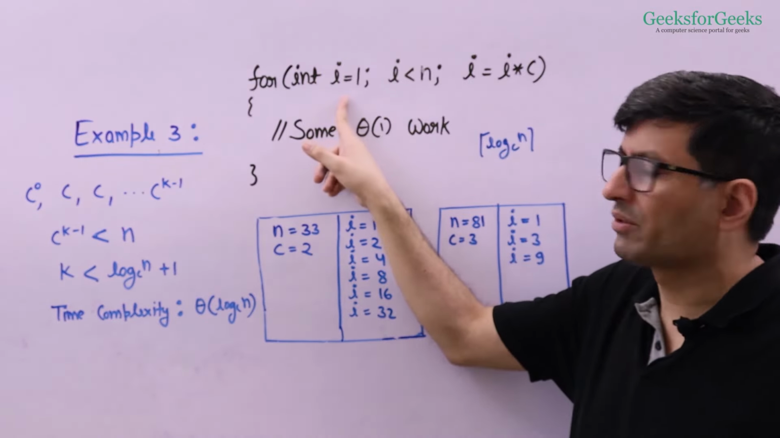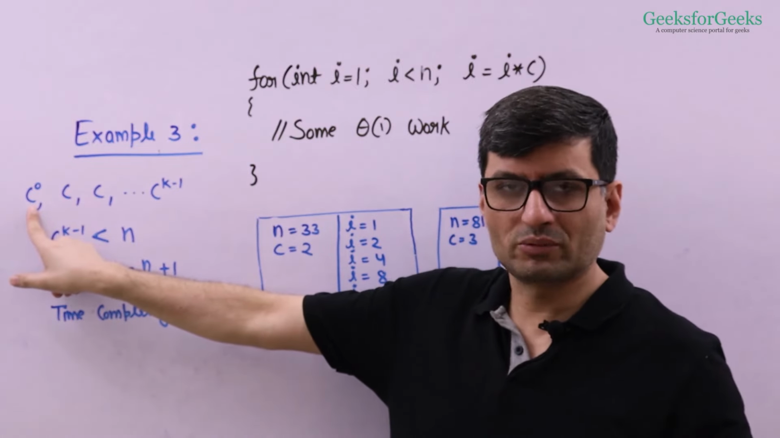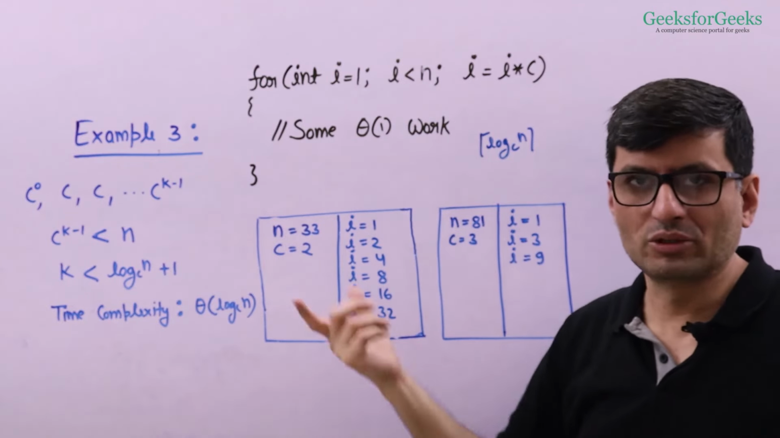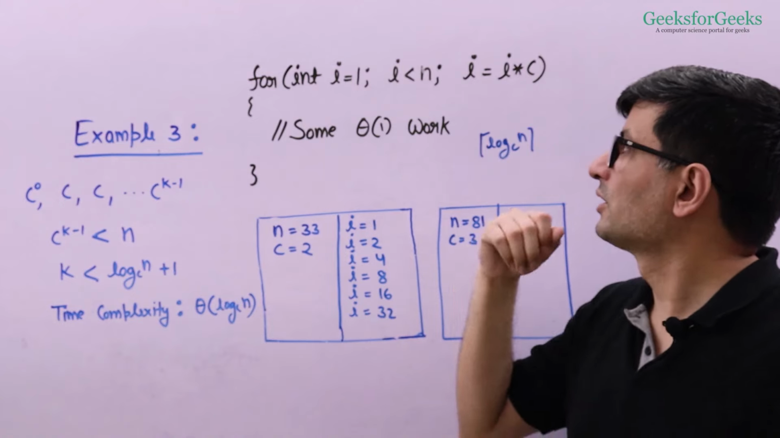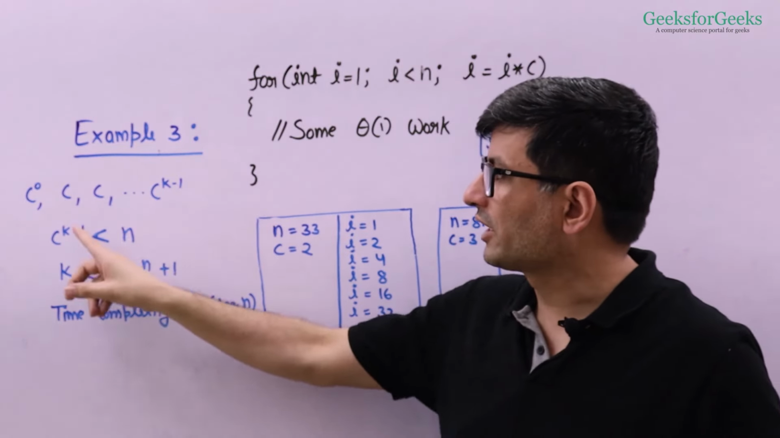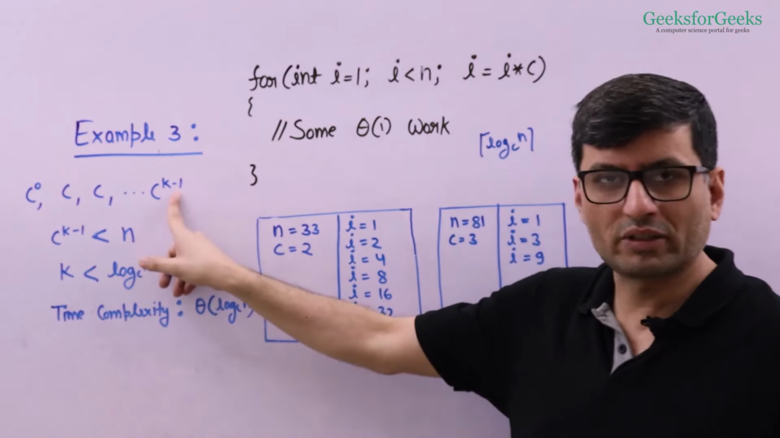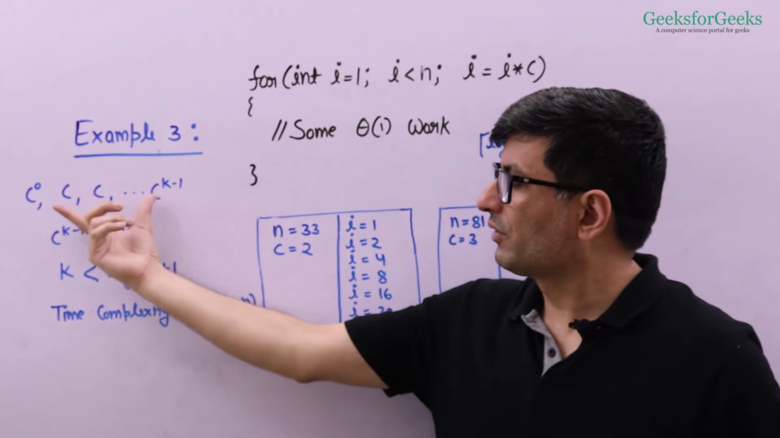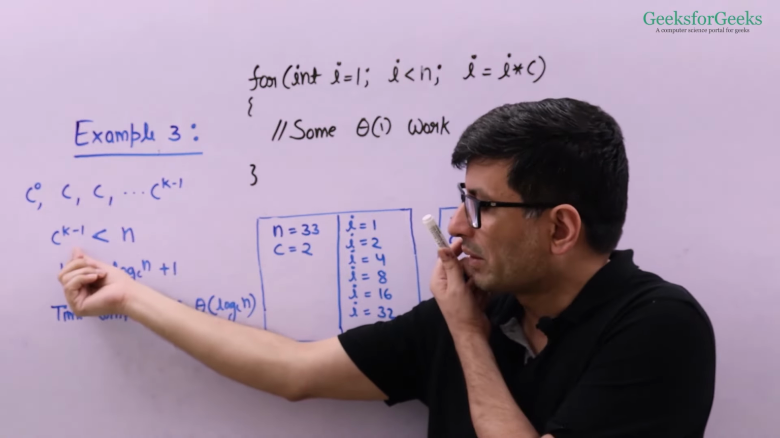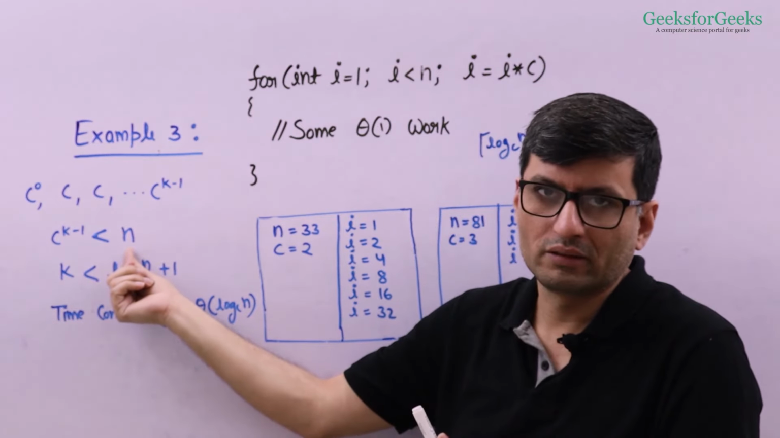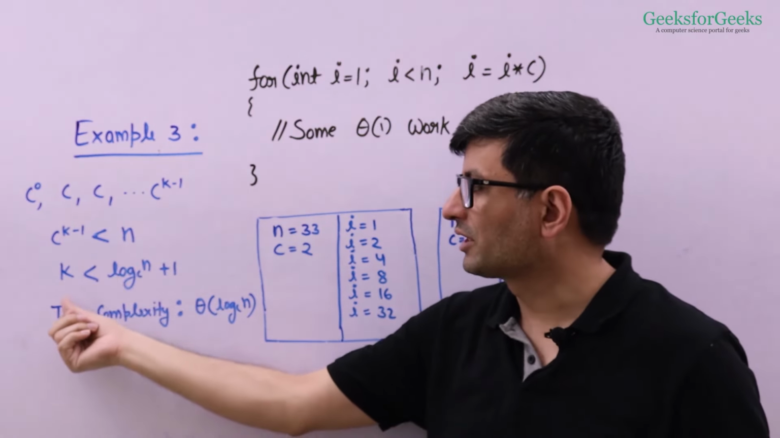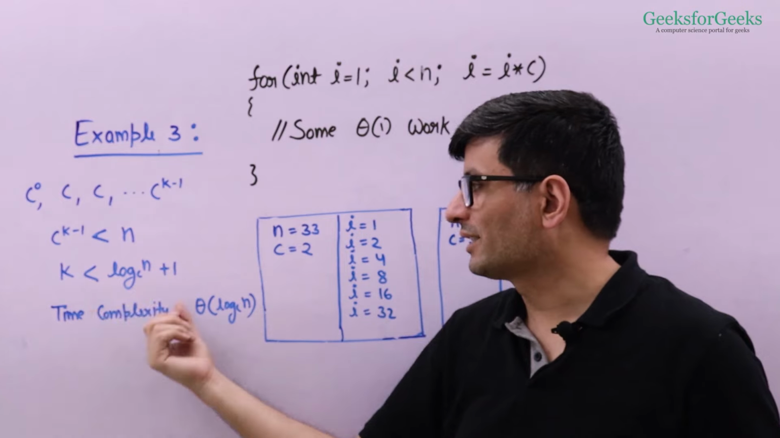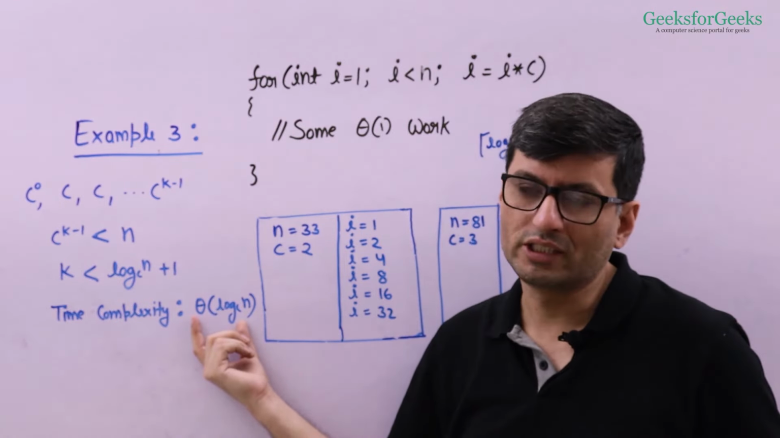This loop runs from i equal to 1, which can be written as c raised to the power 0, since anything raised to the power 0 is 1. Say this loop runs k times. We need to figure out the value of k so that we can tell the order of growth. If this loop runs k times, then it's going to run from c raised to the power 0 to c raised to the power k minus 1. From 0 to k minus 1, we have k iterations. For this loop to run these many times, c raised to the power k minus 1 has to be smaller than n. If I take log on both sides, then k is smaller than log base c n plus 1. So from this also you can guess this loop is going to run theta log base c of n times.